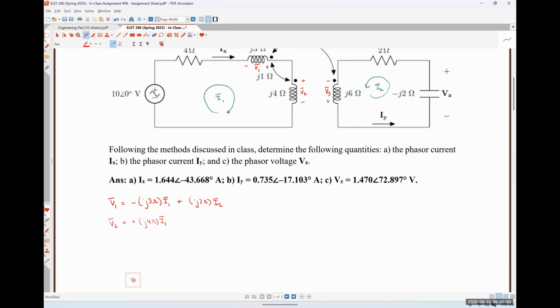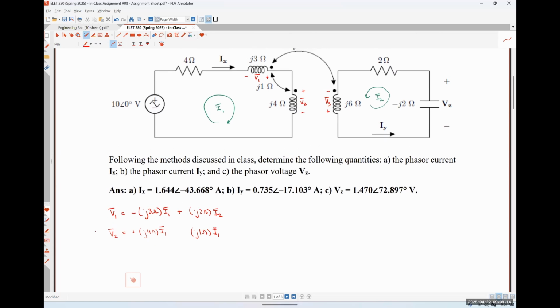Our mutual term is going to be j1 ohms, and our current is still going to be I1 because that's the current that's flowing into the coupled coil, which is the j3 ohm impedance here. So what should the sign be for our mutual term? Negative. Absolutely right. Because our current I1 is flowing into the undotted terminal of that j3 ohm inductance.